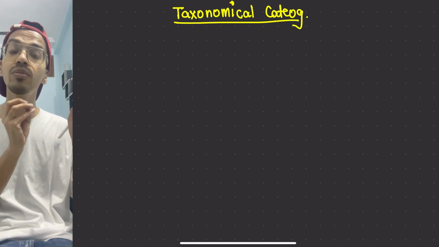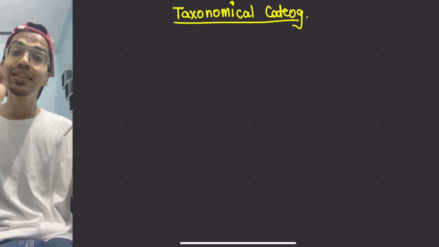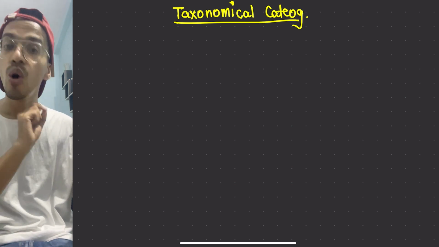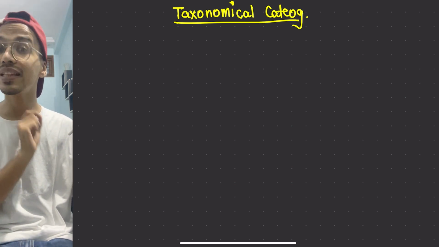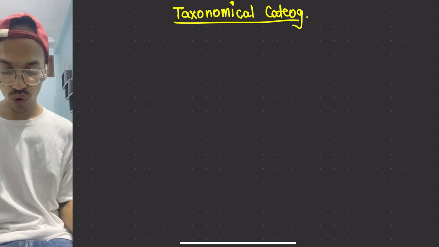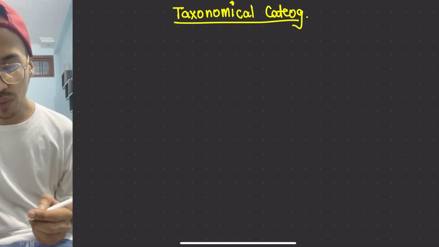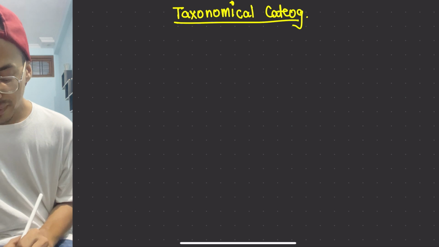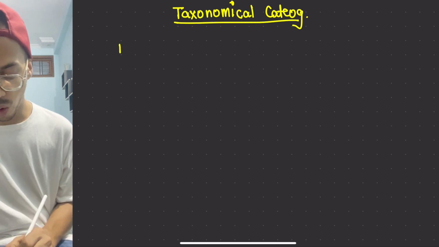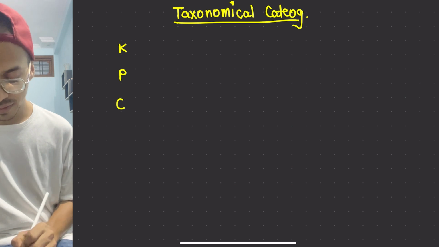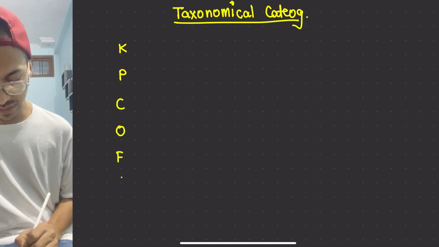So what is the mnemonic? The mnemonic is Keep Pot Clean or Family Gets Sick. From higher category to the lower category I am telling. So it is: Keep Pot Clean or Family Get Sick.